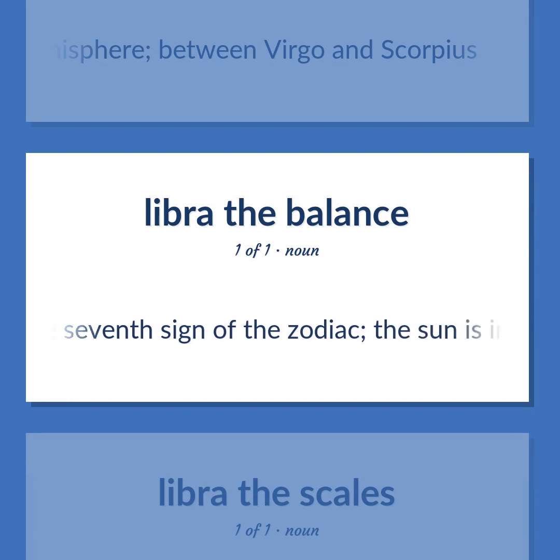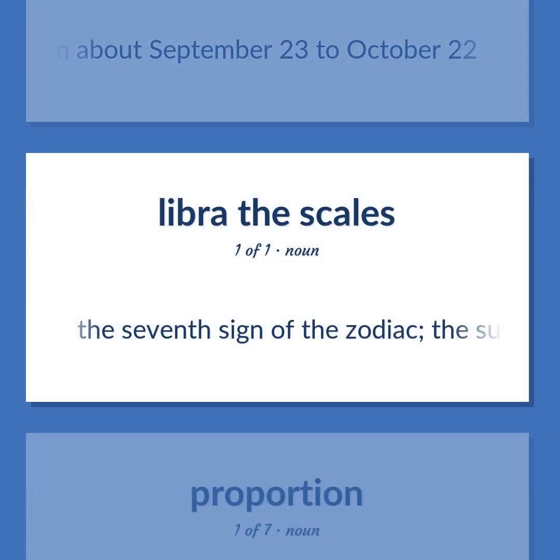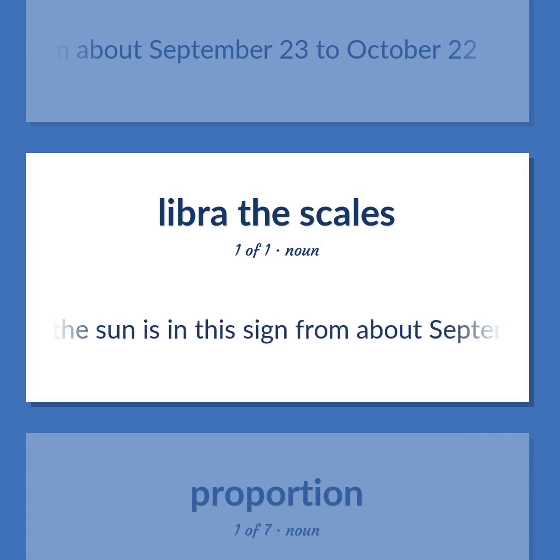The seventh sign of the zodiac. The sun is in this sign from about September 23rd to October 22nd.